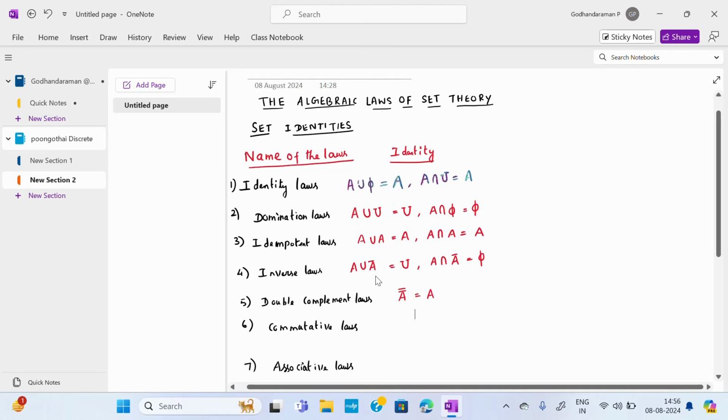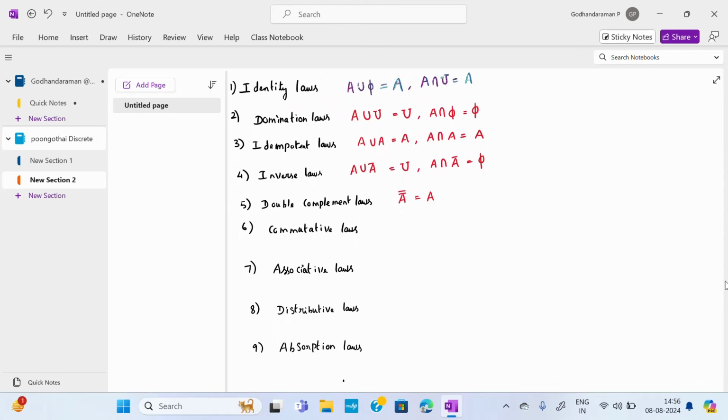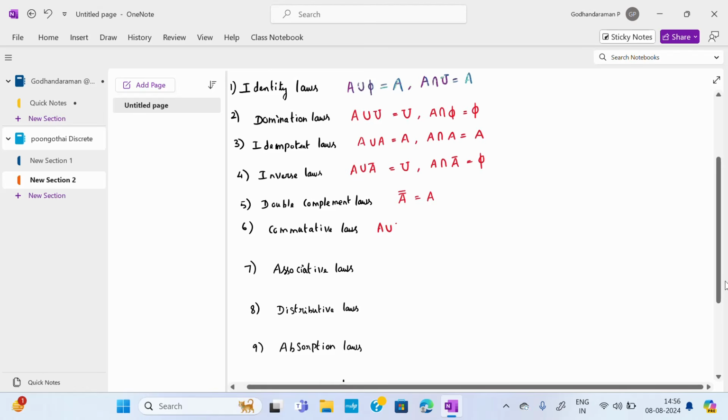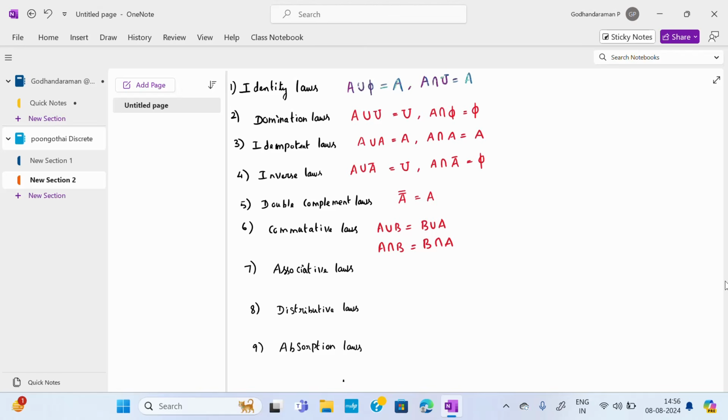Commutative law, everyone knows the commutative law. It is nothing but A union B equals B union A. Same way, I can write A intersection B equals B intersection A. Whatever I write for union, same way I can write it for intersection also. It is called the commutative law.